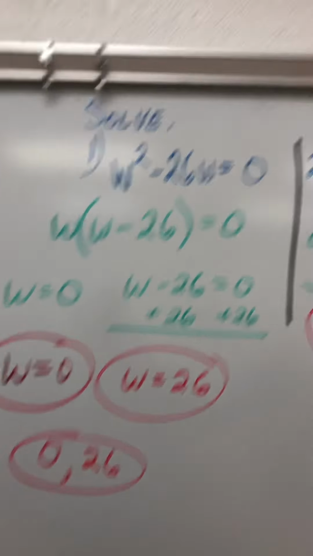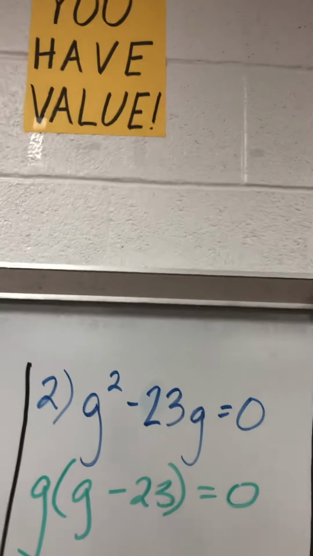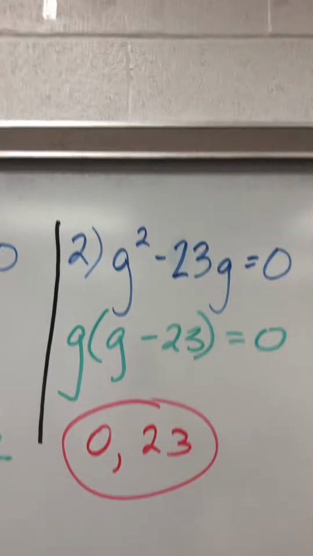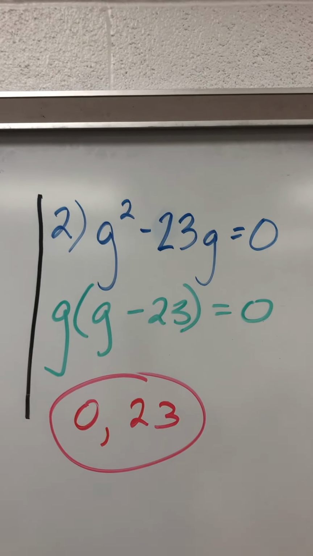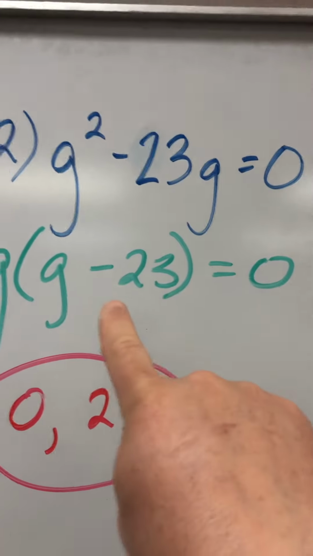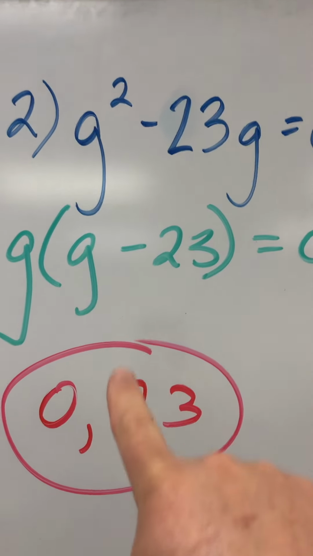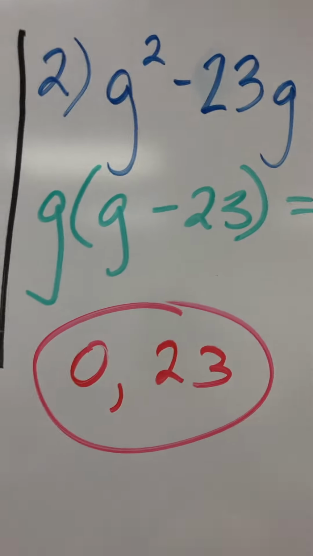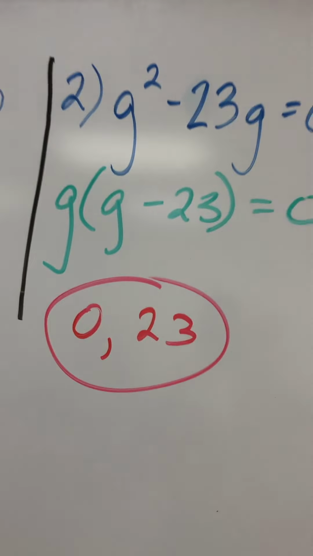Like you see, okay, g squared minus 23g, the g is common, right? So you just say, all right, 0 and positive 23. Remember how I talked about if this was a minus, then your answer would be positive. And if this is a positive, your answer will be negative, okay?